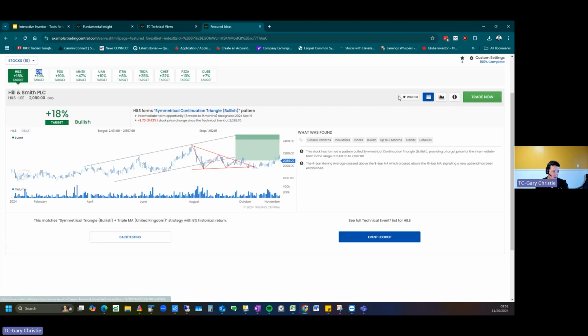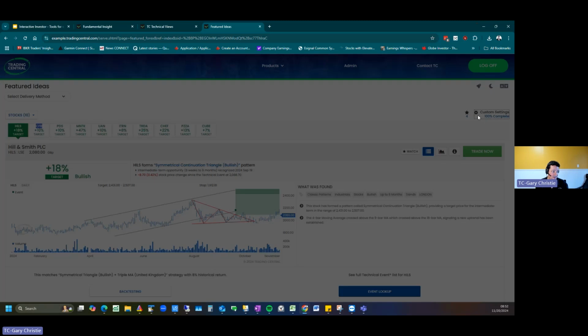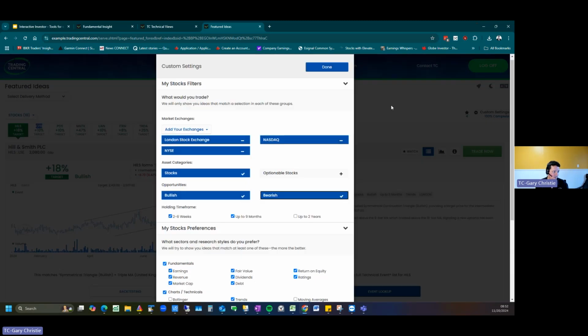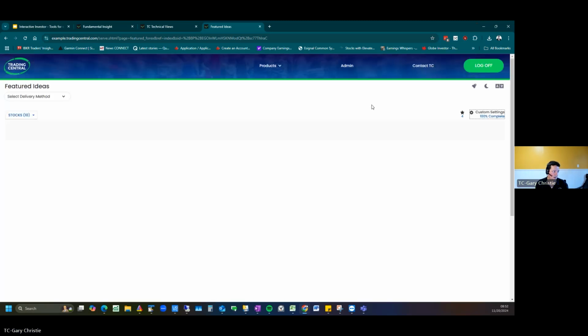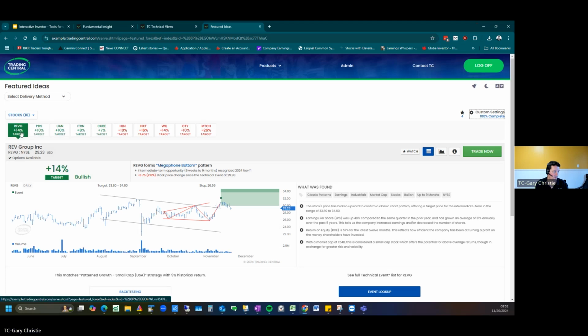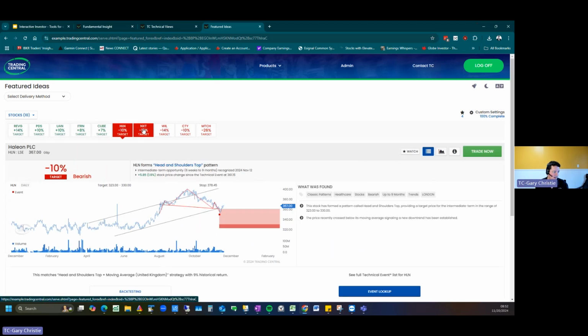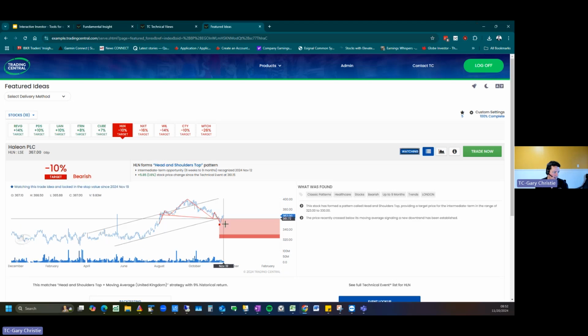If I don't like it, I can also go in quickly and look for short ideas, right? If I go into bearish and click done, it's going to split the ribbon up, right? I have 5 bullish, 5 bearish now, right? And so the concept works exactly the same. This is a quite interesting one. Helion PLC, HLN. That's a brand new one I want to watch because it hasn't really hit its target yet.